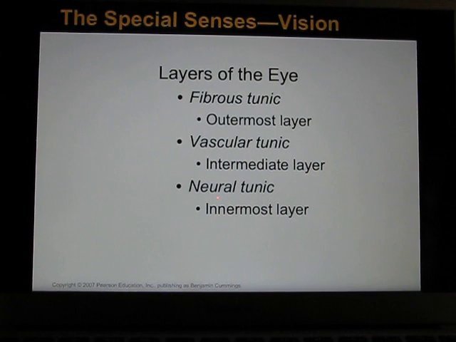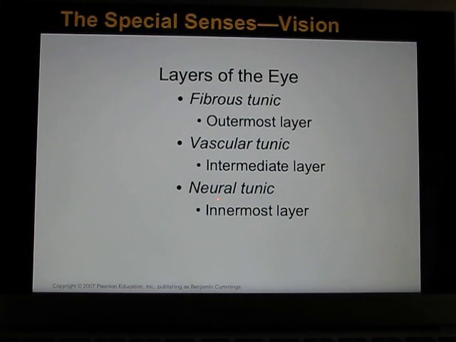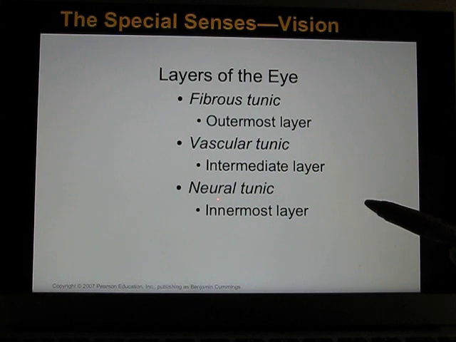Now let's go to the visual system. The eye includes 3 layers. The fibrous tunic is the strong, tough layer that protects the outside. The vascular tunic is the middle layer with blood vessels. And the inner layer is called the neural tunic, and that's your retina.